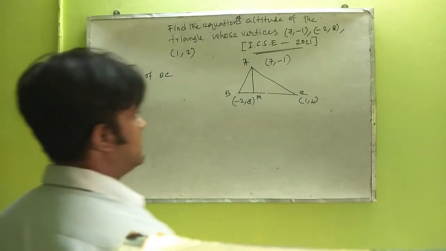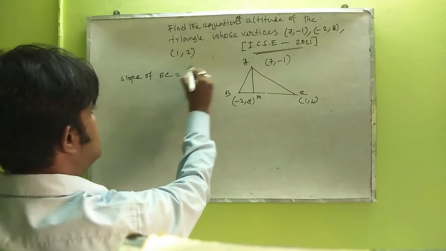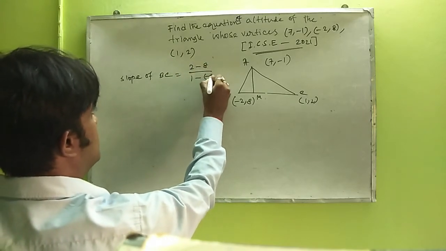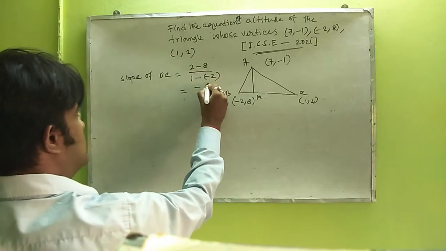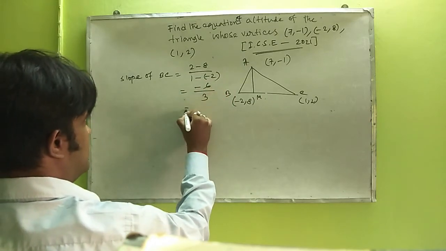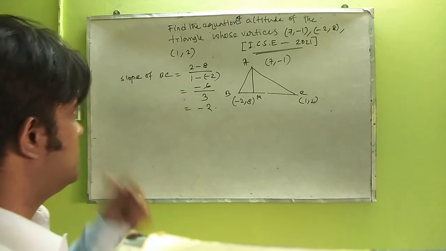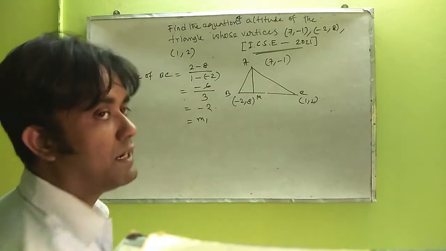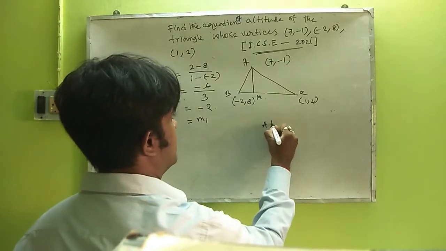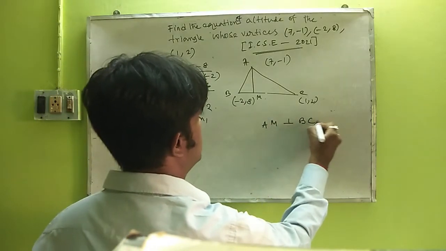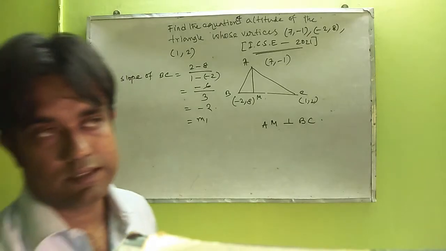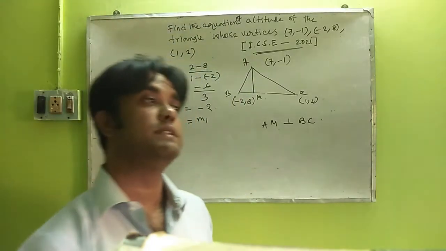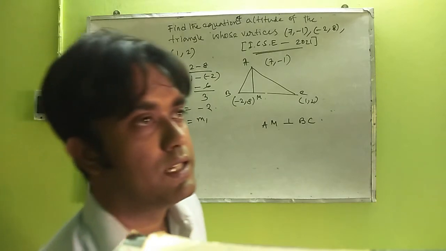Now the slope of BC is 2 minus 8 by 1 minus 2, that is minus 6 by 3 minus 2. Now, as AM is perpendicular to BC, what is the condition of perpendicularity of two straight lines? We have already discussed in the previous class, which is m1 into m2 is equal to minus 1.